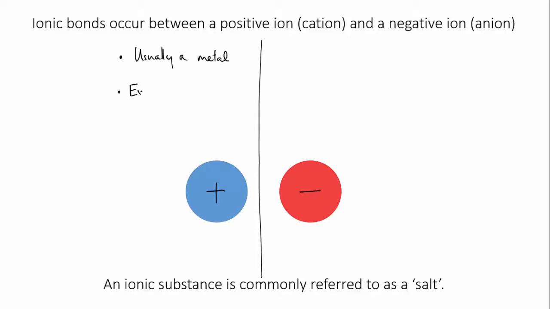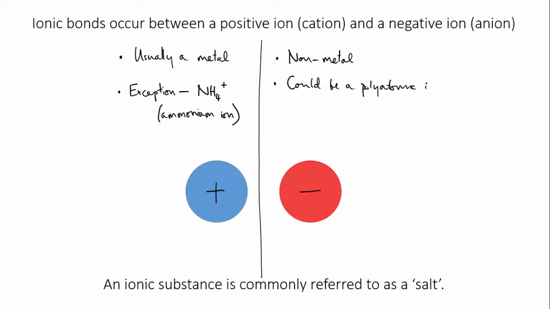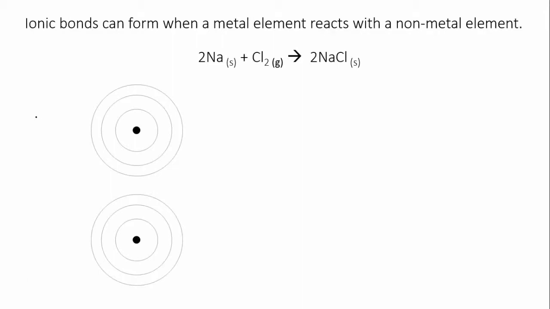A common exception, though, is the polyatomic ion ammonium, which is good to know. The anion is a non-metal and could be a polyatomic ion also, such as sulfate or nitrate. When a metal is reacted with a non-metal, the new substance will be held together with ionic bonds.